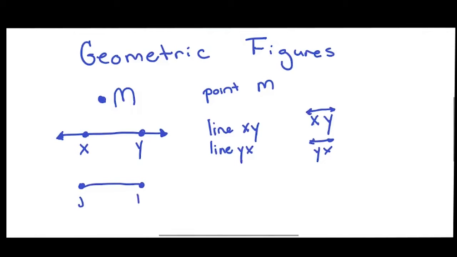Now, if you have a part of a line like this with endpoints and no arrows, and I'll call this JK, I would say that this is line segment JK. Or you could also call it line segment KJ. And that is written like this. You put the part of the line and you would write JK, or you could also call it KJ.